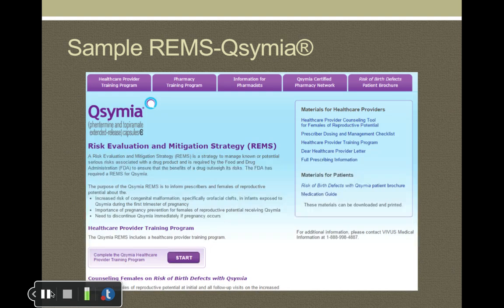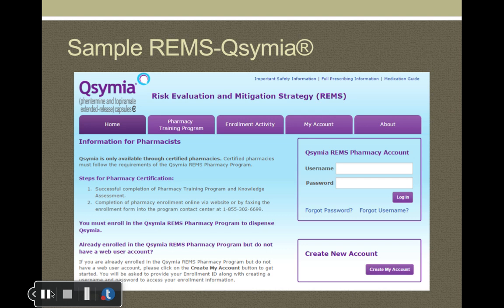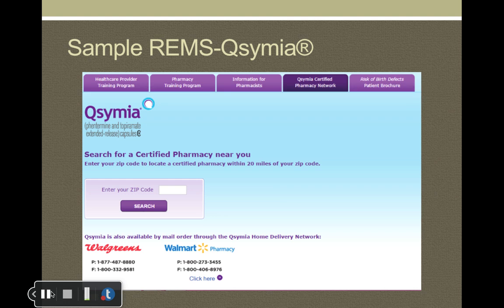And so this just shows the website. As you go to Qsymia, they have a healthcare provider section that discusses the REMS requirements. Most manufacturers will have something similar to this. They also have a login for pharmacies so that they can complete their training for their program coordinator, and then also so that they can fill out their requirements as well. And then patients can search for a certified pharmacy near them.